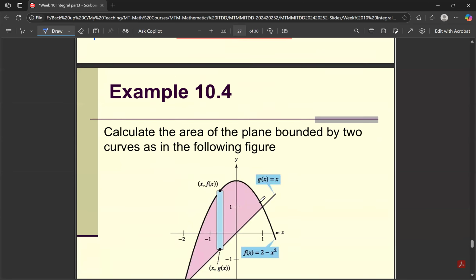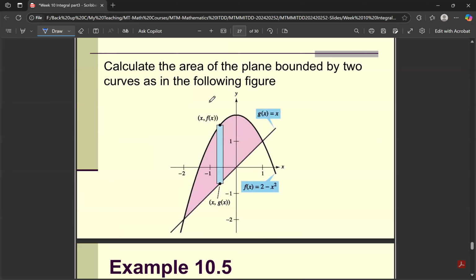This is the area. We can count it by using the upper function and the lower function. So we have the formula A equals the integral, where this is the vertical line on the left and this is the vertical line on the right. How to get this boundary, this limit?